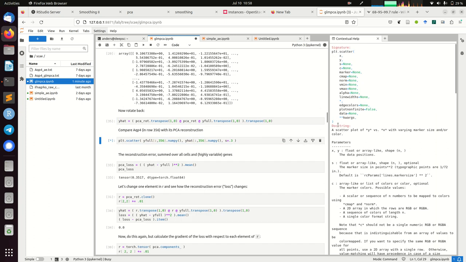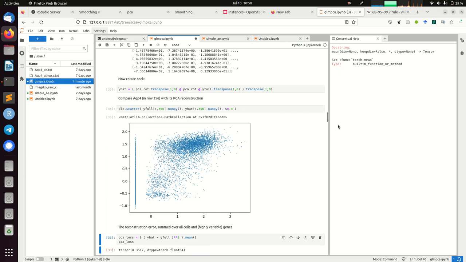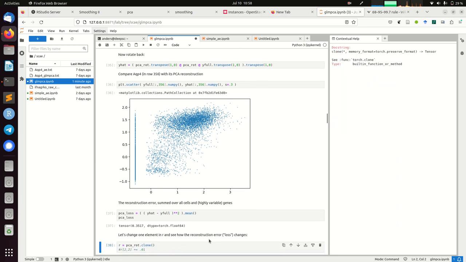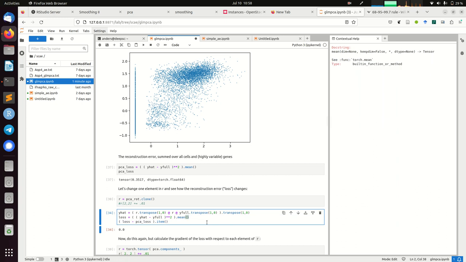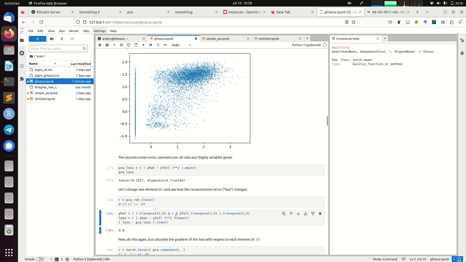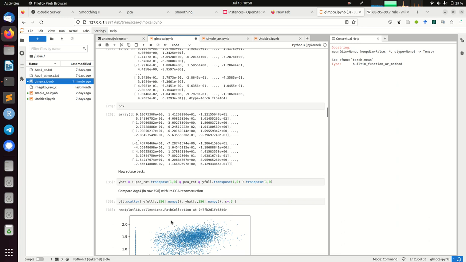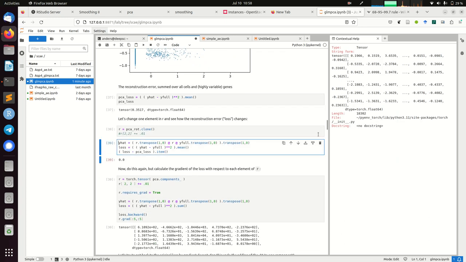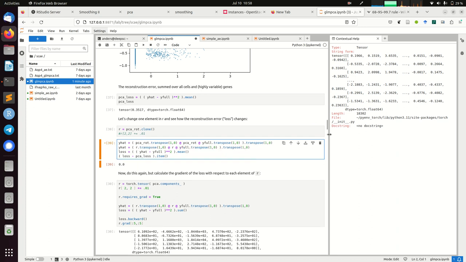Here is my y hat. Here is my scatter plot. Here is the PCA loss. Here is now, keep the copy of the R matrix and now calculate this loss here. Let me quickly try to debug this by taking this Y hat matrix here and trying this out. I still have this loss here.